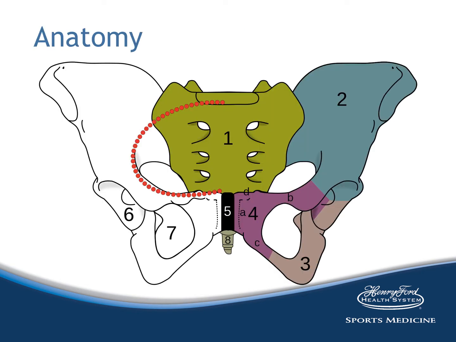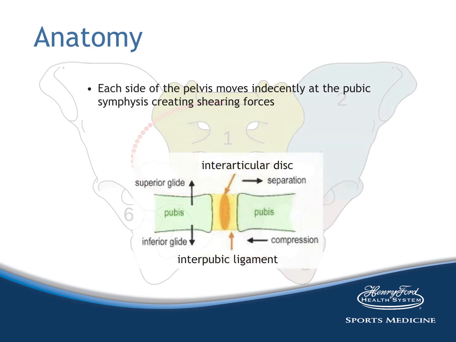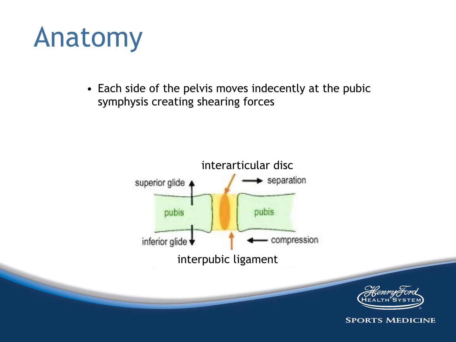When you look at the anatomical structure of the pelvis, the black portion listed as number 5 would be the pubic symphysis. The dotted line is the linea terminalis, which is the pelvic brim or edge of the pelvic inlet. It's important to remember that each side of the pelvis moves independently at the pubic symphysis, which can create shearing forces superiorly and inferiorly, as well as compressive forces. And in this space, there is an interarticular disc, which is very similar to the intervertebral disc that you see in the back.